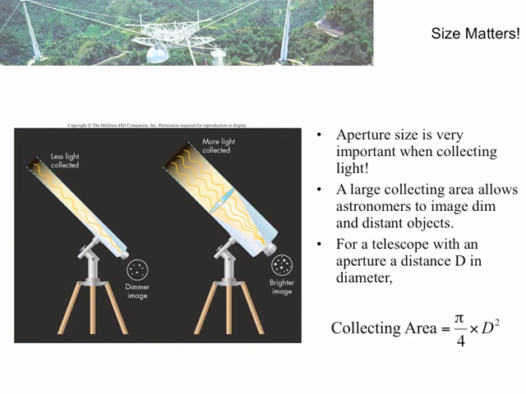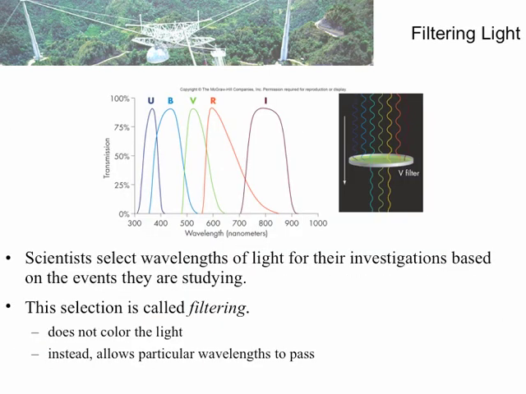And also, the larger the size of our collecting area, the better off we can see things. This allows us to collect more light and focus it more clearly. Oftentimes, we select certain wavelengths of light through filtering so that we can examine just that part of the electromagnetic spectrum.